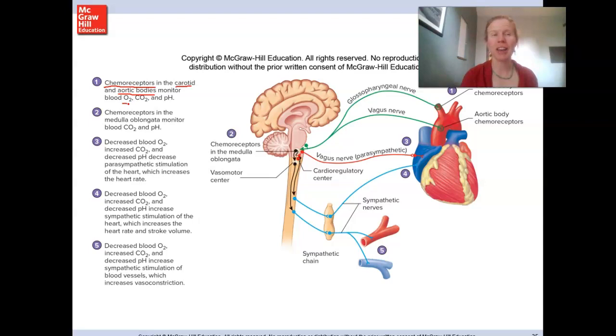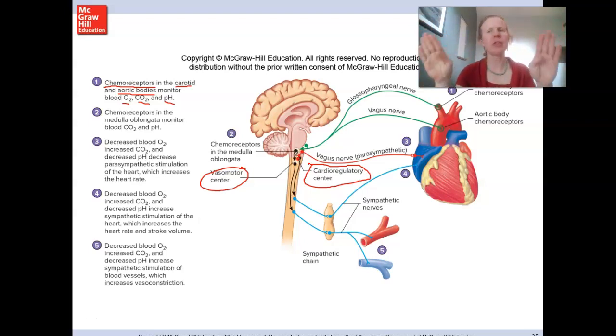And these are looking at things like oxygen, CO2, and pH, right? Those are the chemicals that we're looking for with these sensory receptors. Okay, so what we can do here again is they're sending that information back to the medulla oblongata. We're informing the vasomotor center and the cardioregulatory center. So again, we can change this whole system together. These two really, right? It's the cardiovascular system. It's the heart and the blood vessels.